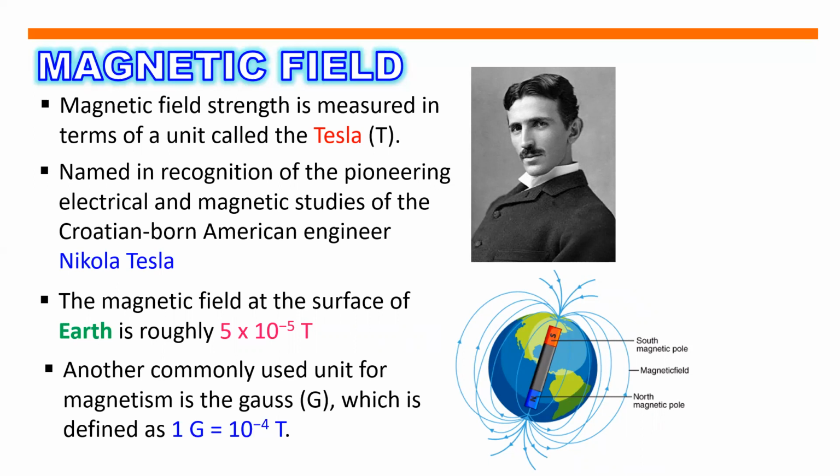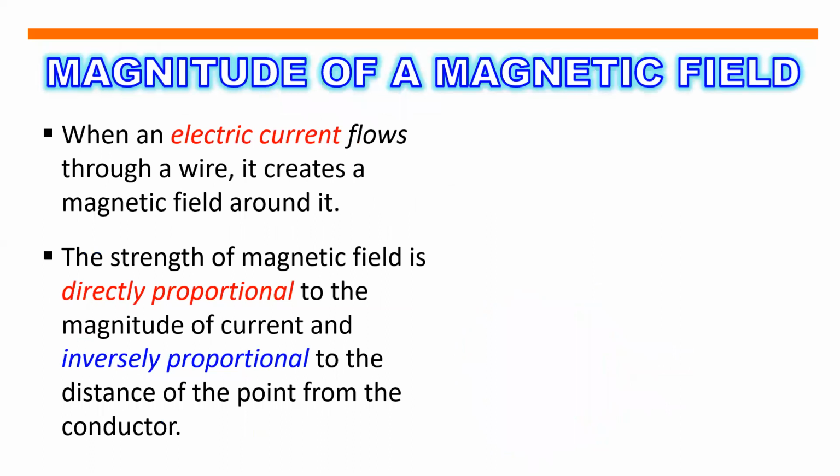So another commonly used unit for magnetism is the Gauss, or the symbol G, which is defined as 1 Gauss is equal to 10 raised to negative 4 Tesla. So the magnitude of a magnetic field: when an electric current flows through a wire, it creates a magnetic field around it. So yung ating wire, kapag dumadaloy yung ating electric current doon sa wire natin, meron tayong invisible magnetic field doon sa wire na nadidevelop, no?